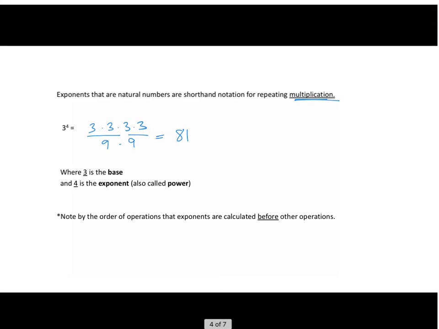So what tells us to multiply what factor how many times? That would be the base is the number factor that's going to be multiplied. And the exponent tells us how many times to multiply that factor by itself. And another word for exponent is power. You can use either of those words to say the same thing. And note by the order of operations, where do exponents come in? Exponents come before all the other operations.